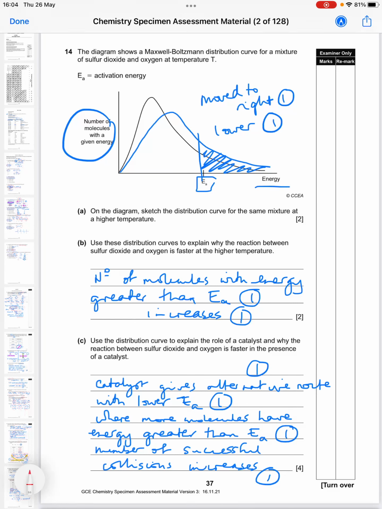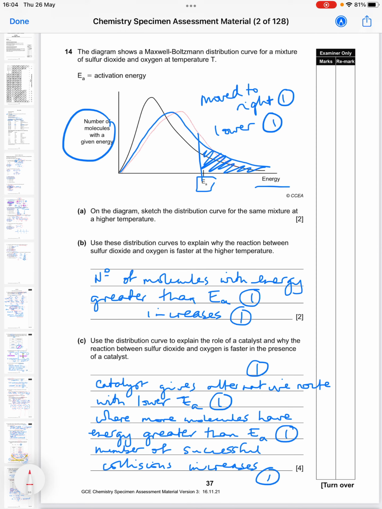Okay, this is the final instalment of the specimen paper for Unit 2 for AS Chemistry. It's question 14, 15 and 16. So, question 14, the diagram shows a Maxwell-Boltzmann distribution curve for a mixture of sulfur dioxide and oxygen at temperature T. You can see on the graph the number of molecules with a given energy, the energy along the x-axis, and then activation energy is marked.